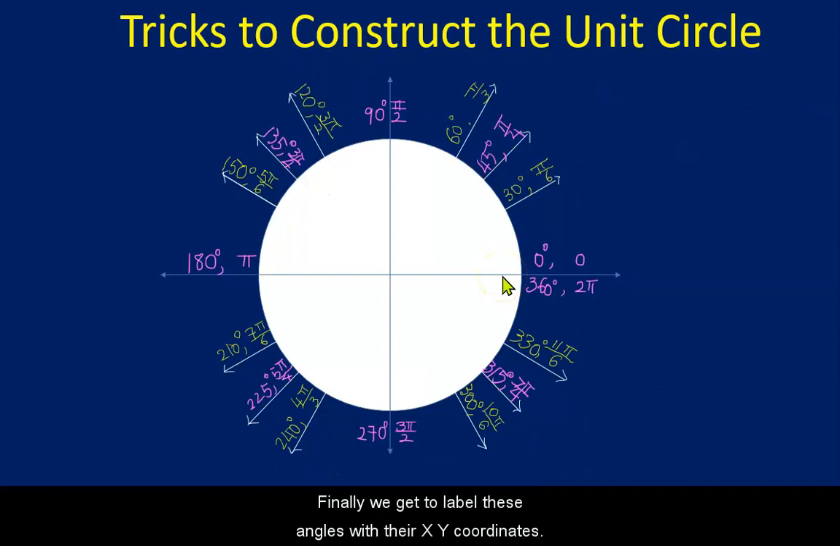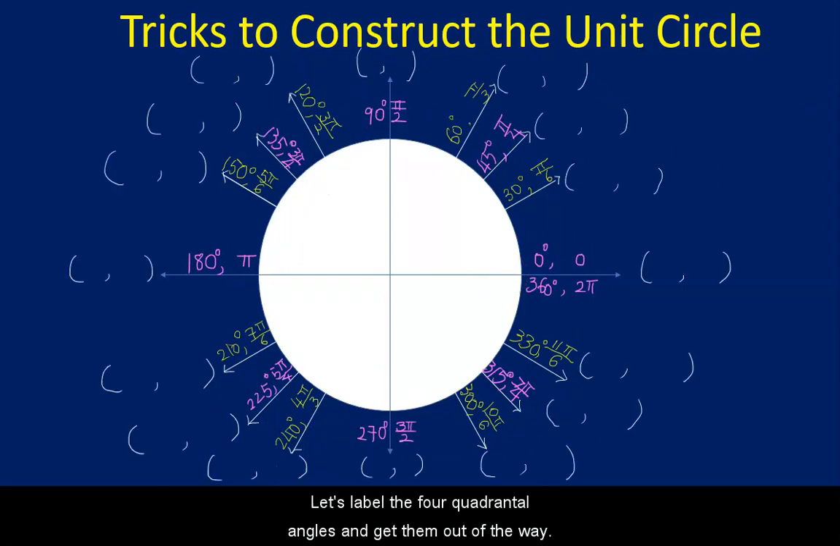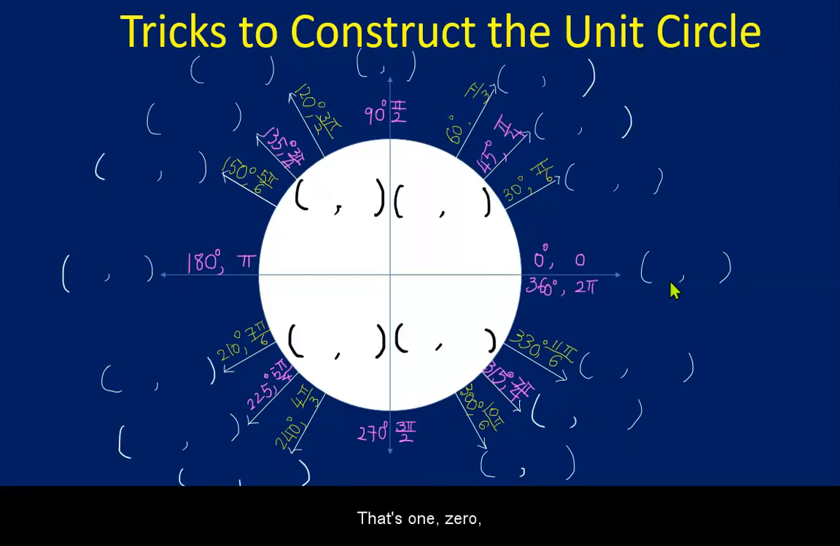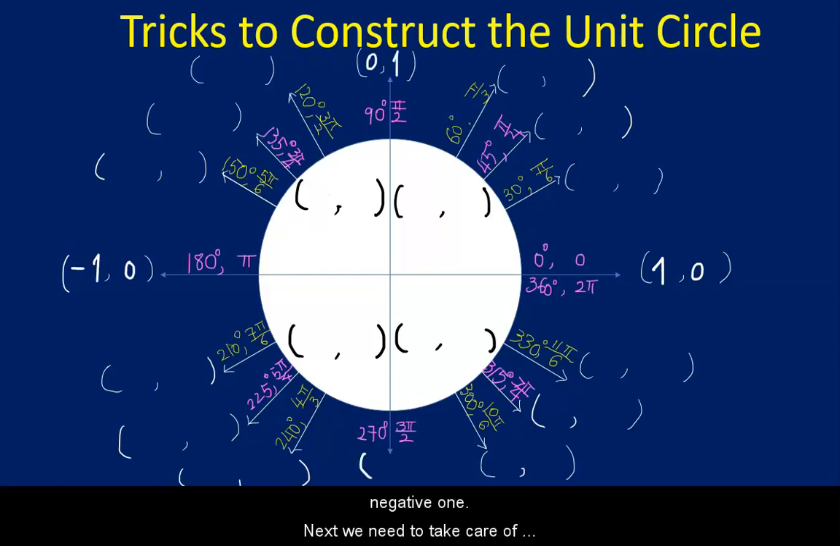Finally, we get to label these angles with their xy coordinates. Let's label the 4 quadrantal angles and get them out of the way. That's 1, 0, 0, 1, negative 1, 0, and 0, negative 1. Next, we need to take care of the signs of all the x and y coordinates. So let's take a look at each quadrant.